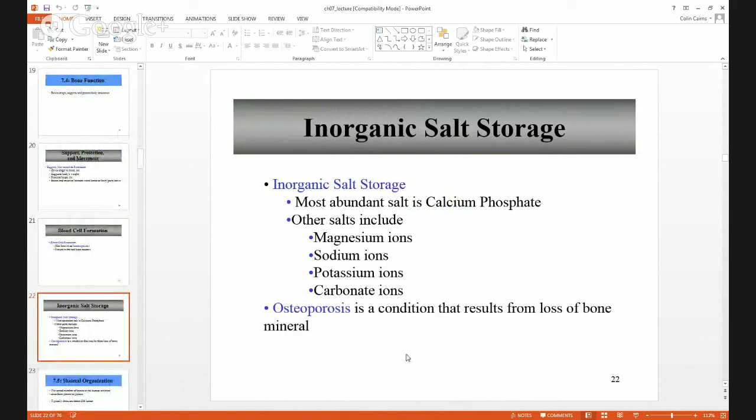There's also inorganic salt storage. The most abundant salt being stored is calcium phosphate. Other salts stored are magnesium ions, sodium ions, potassium ions, and carbonate ions. Osteoporosis is a condition that results from the loss of bone mineral.